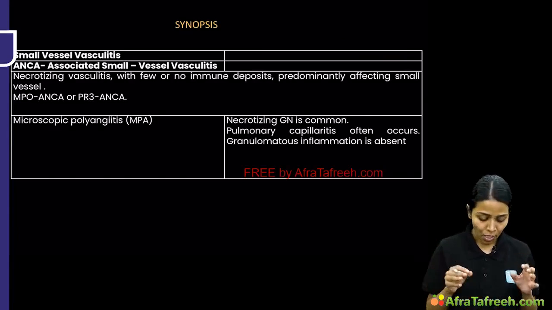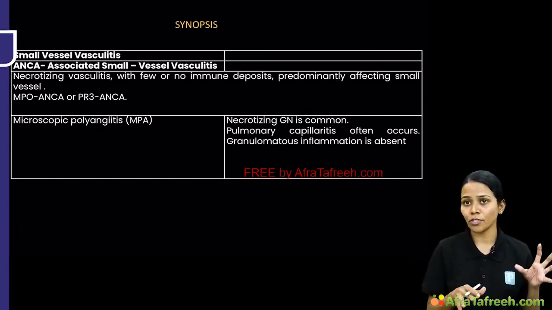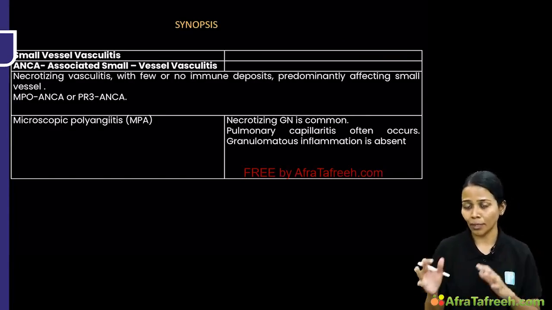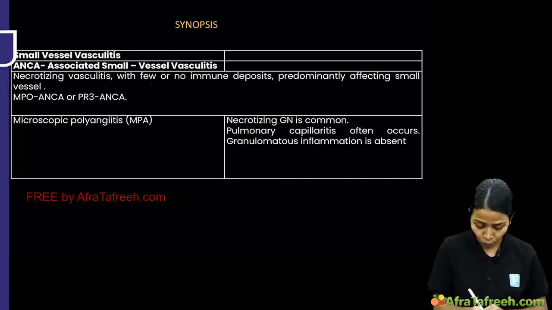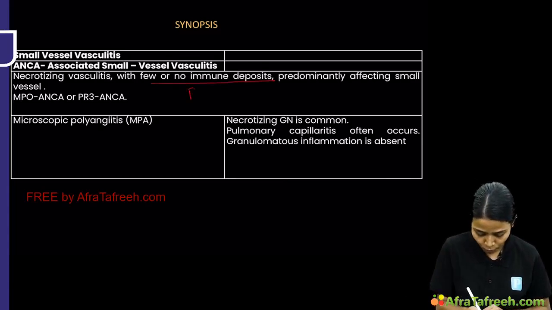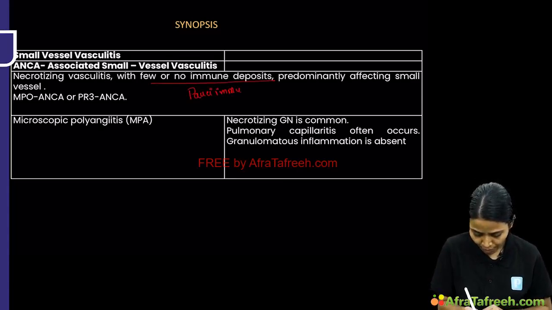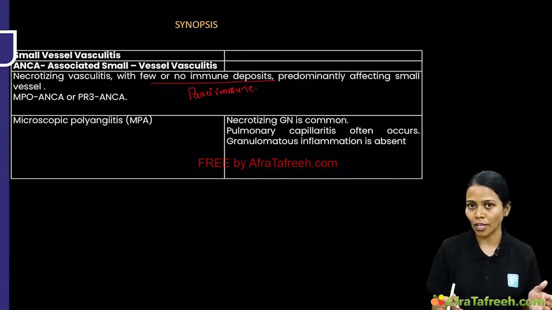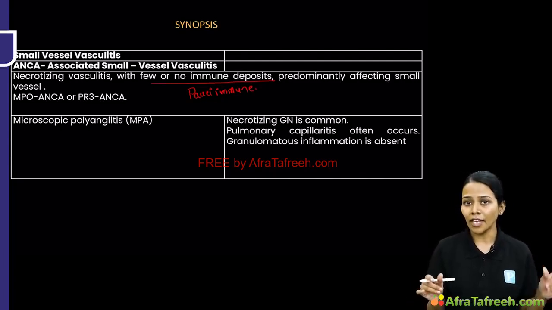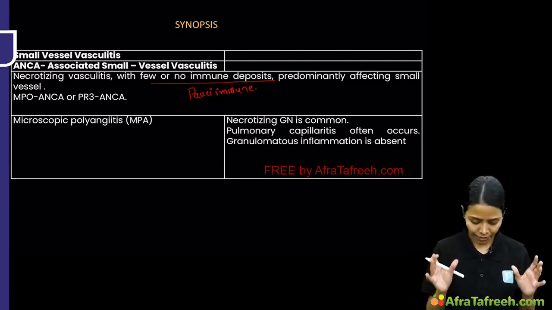Just a quick revision. We know small vessel vasculitis was classified into ANCA and immune complex related. ANCA is a necrotizing vasculitis with few or no immune deposits. That is why it was called pauci-immune, right? It predominantly affects the small vessels. It can have either MPO ANCA or PR3 ANCA, where MPO and PR3 are the antigens, right?